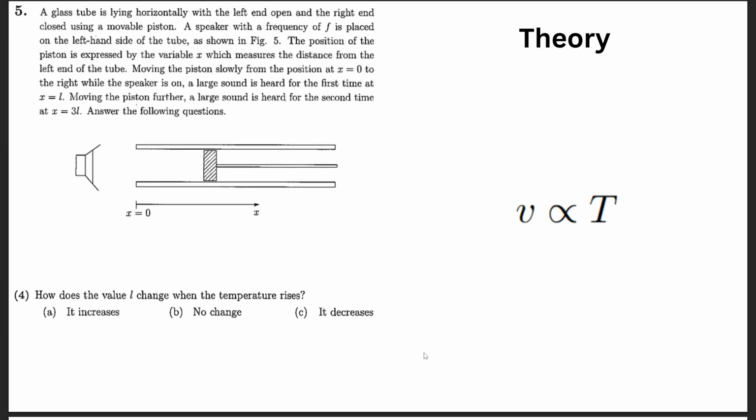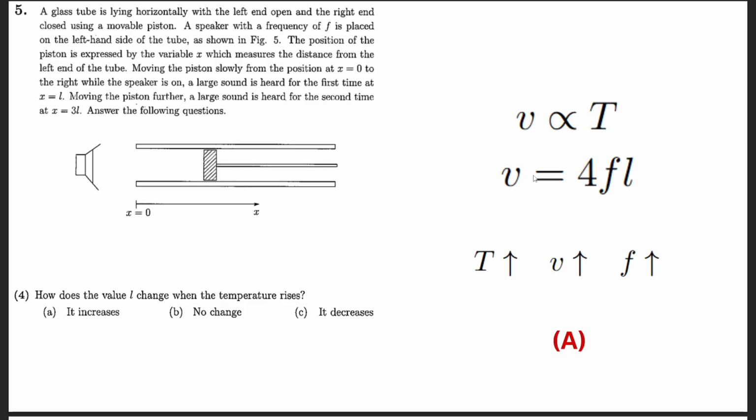Number 4. How does the value L change when the temperature rises? So you have to know that the speed of sound is proportional to the temperature. So we know from before that v is equal to 4FL, and since T rises, and v is proportional to T, v also rises, and since F is fixed and v is proportional to L, L rises, so the answer is A, it increases.